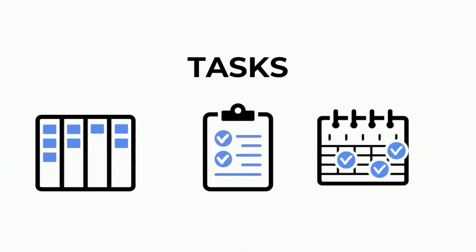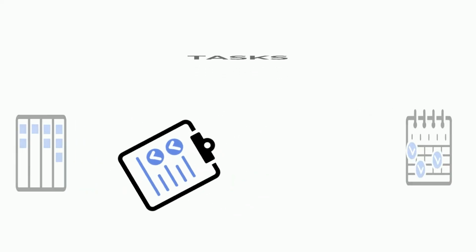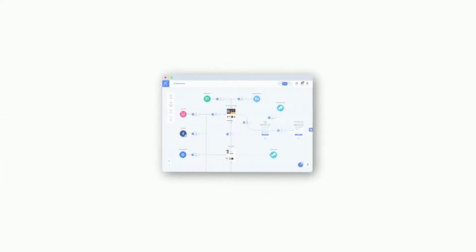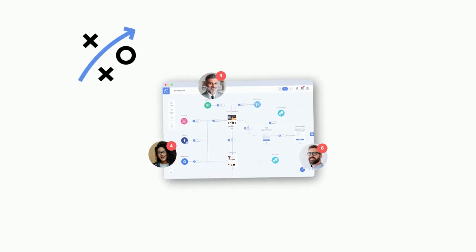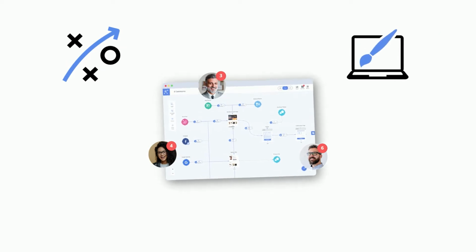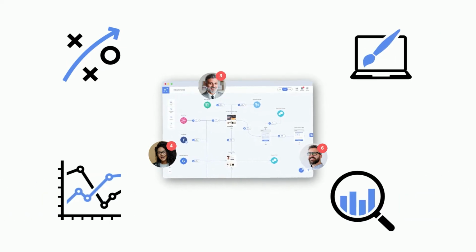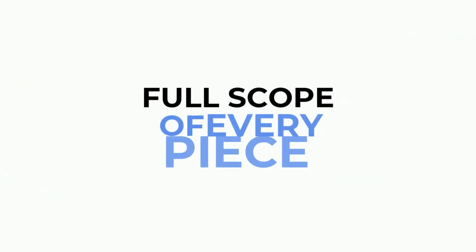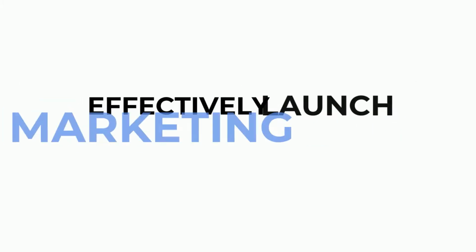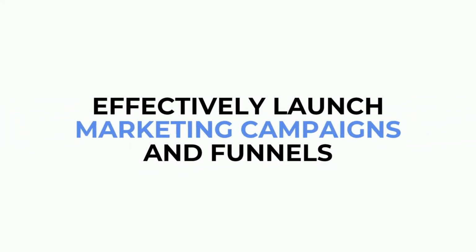In many platforms, tasks are essentially reminders that live on a board or inside of a list or another similar view that exists separately from the rest of your work. But in MarketPlan, each task you create is contextually located within your visual marketing maps, right alongside your marketing strategy, your creative assets, your projections, and your live analytics data. This way, while you're creating tasks inside of MarketPlan, you have the full scope of every piece of what needs to be done to effectively launch your marketing campaigns and funnels.